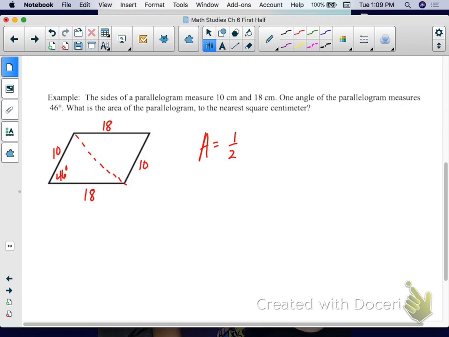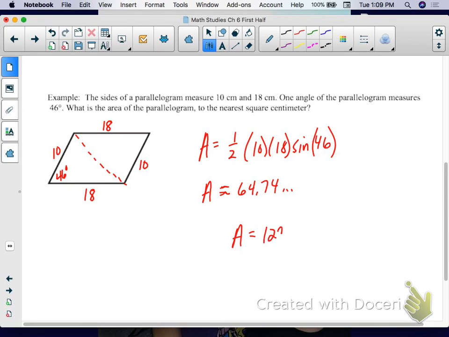So area is 1/2 times 10 times 18 times sine of 46. Now, I am going to be taking this times 2, so if you want to, you could just eliminate that 1/2 and just do 10 times 18 times sine of 46. But let's go ahead, just in case we didn't think about that. My area is going to be approximately 64.74, but leave that in your calculator. Go ahead and double it, and my area is 129.48 such and such. So to the nearest square centimeter, that's going to be 129 centimeters squared.